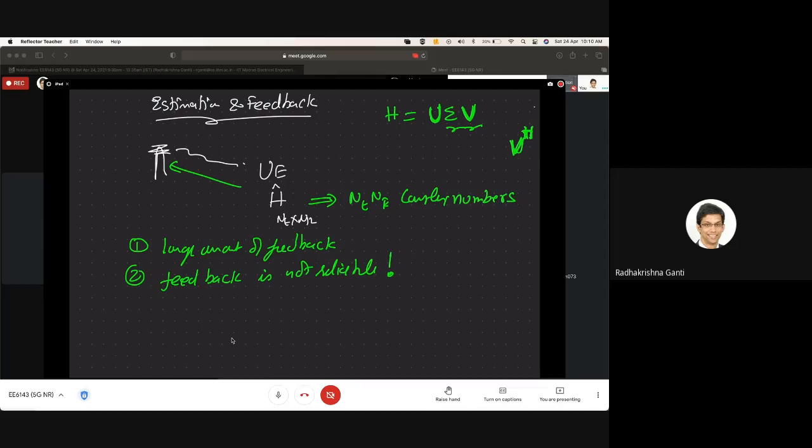So generally, this is not always universal, but generally they feed back V Hermitian. But again, the same problem is still there. V Hermitian also has a large number of entries. How do they feed back V Hermitian? Here is where they use something called code books.